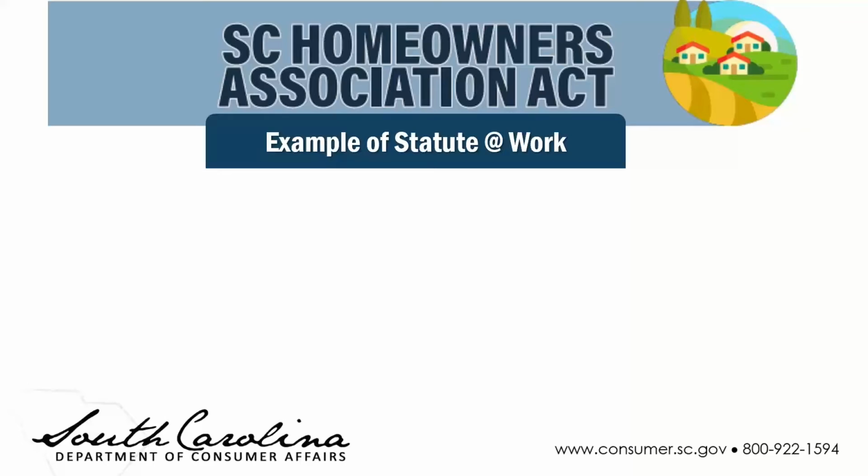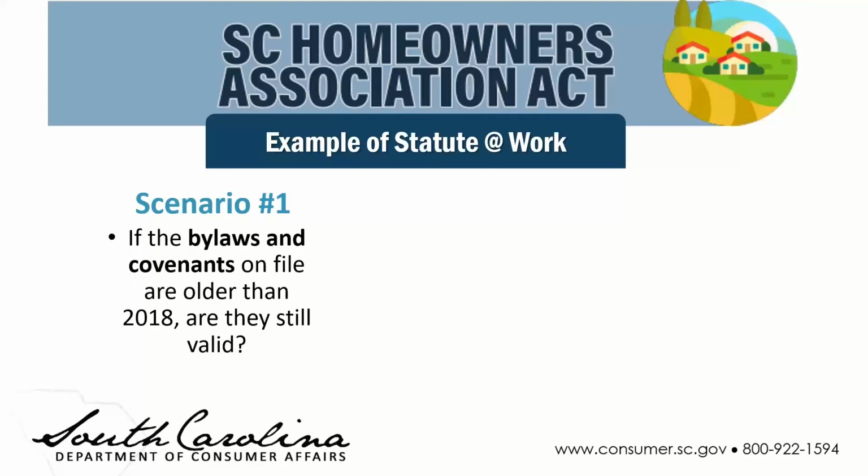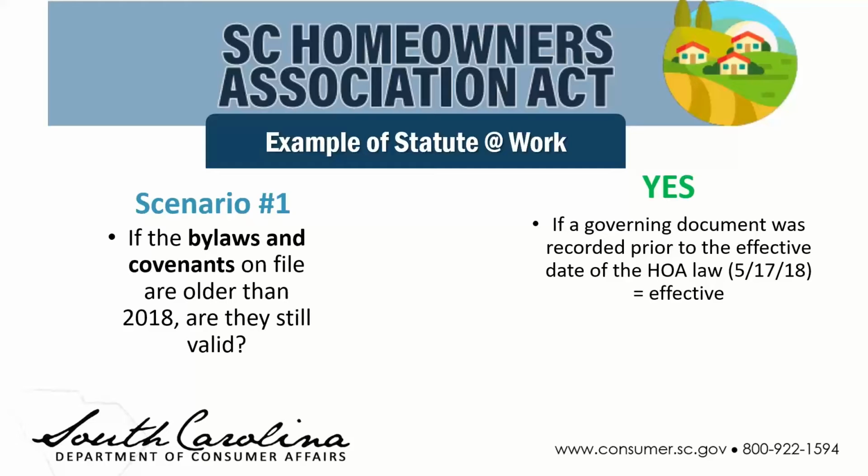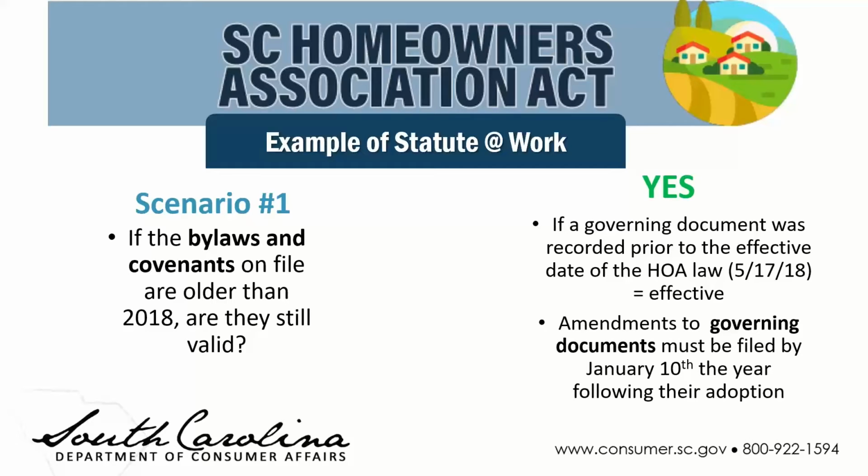So let's look at a couple of scenarios as to how you can work through the Homeowners Association Act and how it is implemented. The first scenario: if the bylaws and the covenants on file are older than 2018, are they still valid? The answer to this is yes. If a governing document was recorded prior to May 17th, 2018, it is effective. And amendments to governing documents must be filed by January 10th of the year following their adoption. So with governing documents, if they were not filed before May 17th, 2018, they would have needed to be recorded by January 10th, 2019 in order to continue to be enforceable.